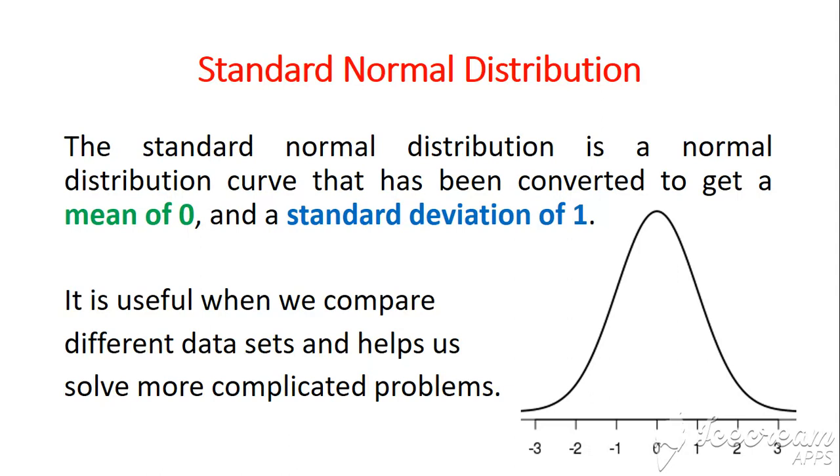The standard normal distribution is a normal distribution curve that's been converted to get a mean of 0 and a standard deviation of 1. It's useful when we compare different data sets and also helps us to solve much more complicated problems.